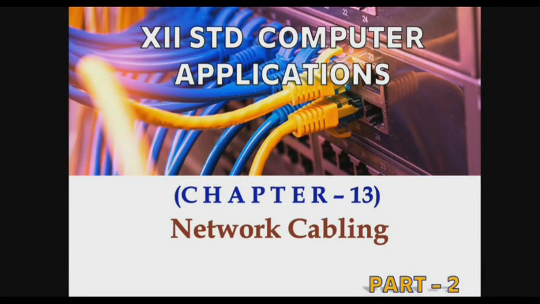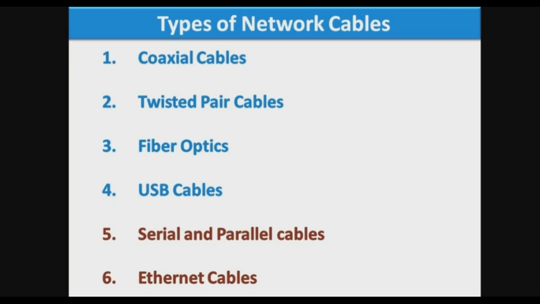Students, we are discussing chapter 13, network cabling. This is the second part of this chapter and we are discussing different types of network cables. There are 6 types of network cables available nowadays. Among them, we have discussed 4 network cables in the previous section: coaxial cables, twisted pair cables, fiber optic cables and USB cables. These cables were discussed by us in the previous section.